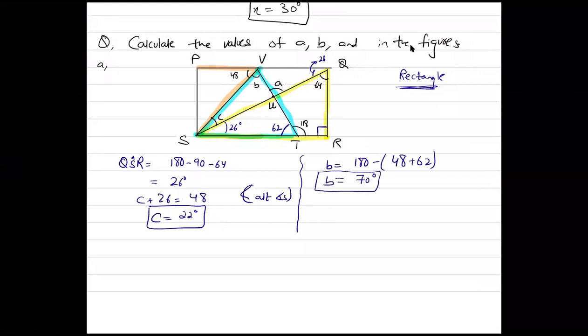Now you have the values of C and B. Let's find out the value of A. For A, what you can do is you can just consider this triangle. This is the exterior angle, and these B and C are the opposite interior angles. So using the property, the exterior angle must be equal to the sum of the opposite interior angles. So 70 plus 22, 92.